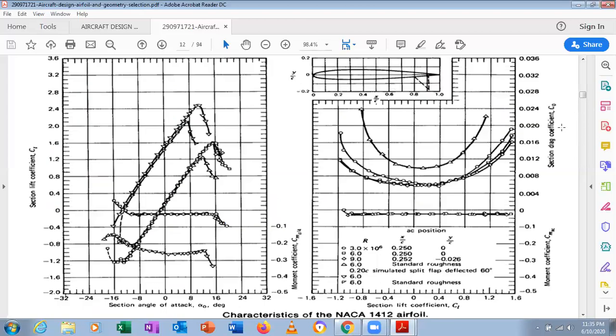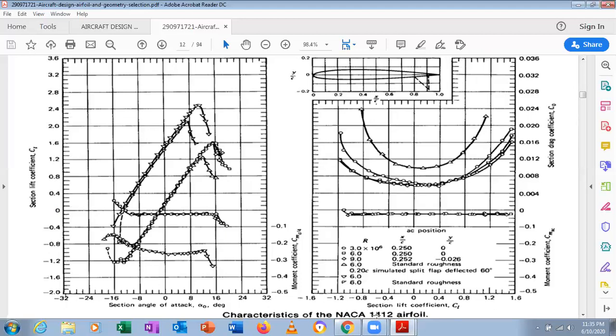And when you look here, this is the section lift coefficient, the characteristic of NACA 1412. We have to understand here, I will discuss this in detail. What is 1412? The last two numbers represent the thickness to chord ratio, that is t by c, the thickness of the airfoil. This 12% is the chord distance.